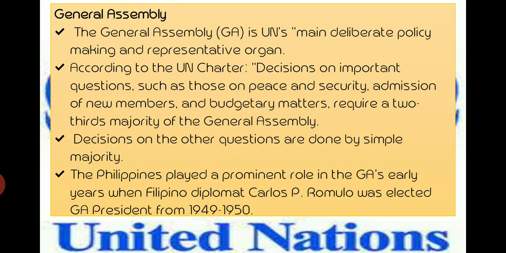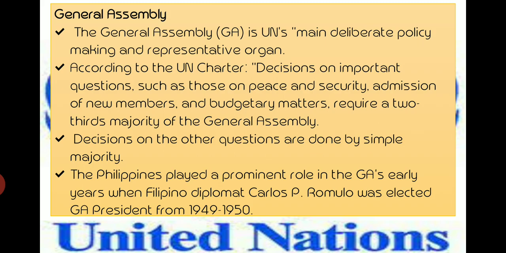So the General Assembly is the first principal organ of the United Nations. The General Assembly is the UN's main deliberative, policy making and representative organ. According to the UN Charter, decisions on important questions such as those on peace and security, admission of new member states, and budgetary matters require a two-thirds majority of the General Assembly. Decisions on other questions are made by simple majority. The Philippines played a prominent role in the General Assembly's early years when Filipino diplomat Carlos P. Romulo was elected GA President.